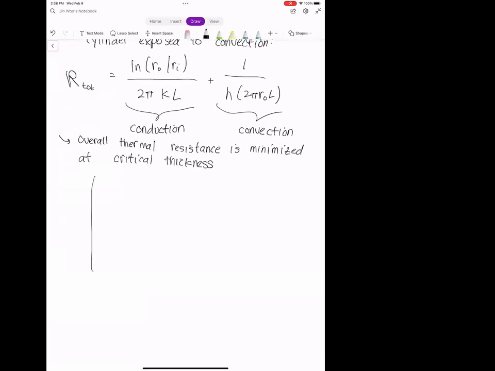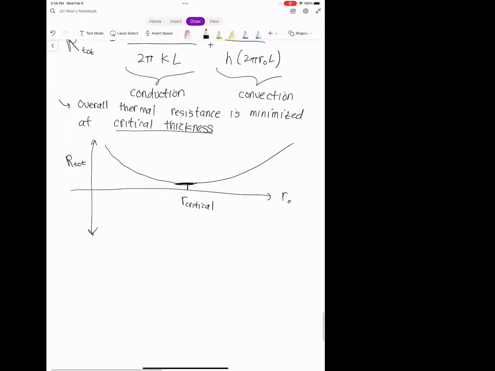And so if we draw a graph, let's say that on the x-axis we have the outer radius, RO, and on the y-axis we have the total thermal resistance. The existence of a critical thickness means that this curve has to be minimized at some point, and so it should reach something like this. This point right here, where the thermal resistance is the smallest, is the critical radius, or the critical thickness, because that's the point where the thermal resistance is the lowest.